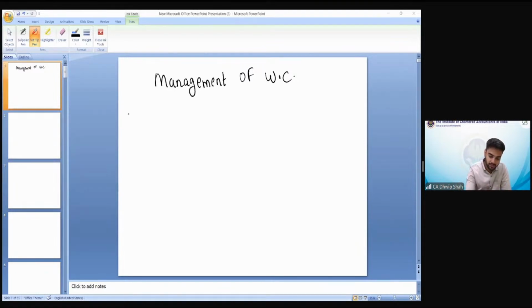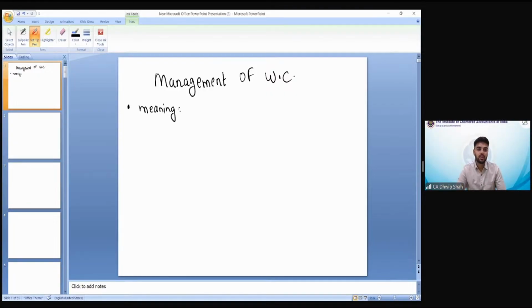So first, as always, we will start with understanding the term working capital. So first we will understand the meaning of the term working capital.